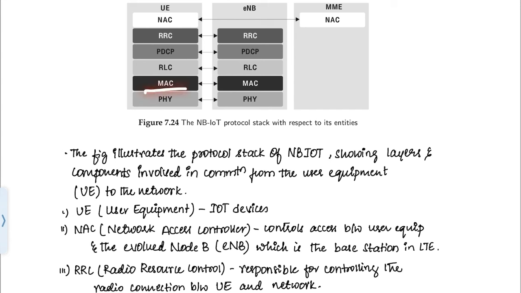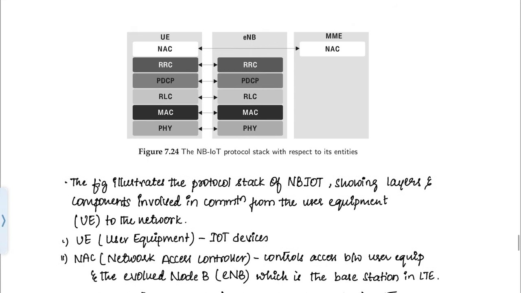Next, we have medium access control. Medium access control will control the access to the physical channel. It will determine when and how each device will communicate over the shared interface. Then we have PHY, the physical layer. The actual physical transmission happens here. Then we have MME.